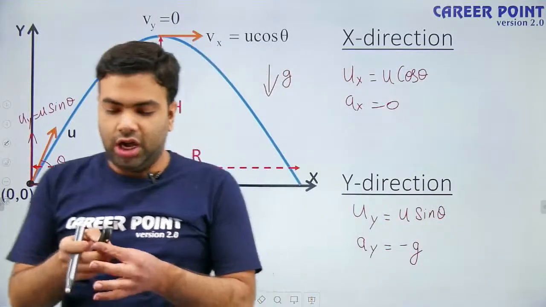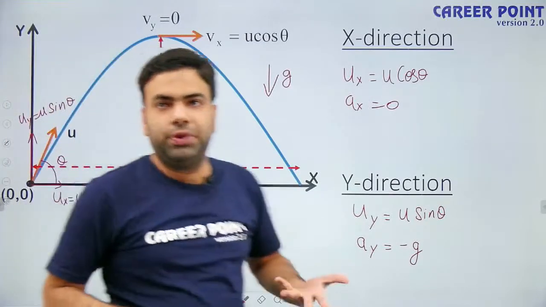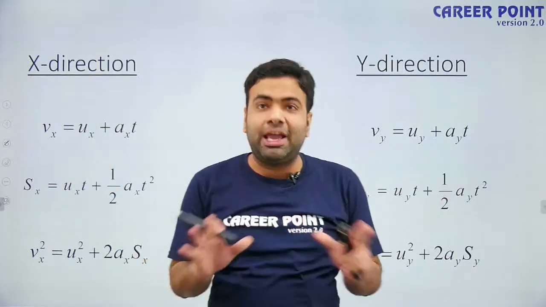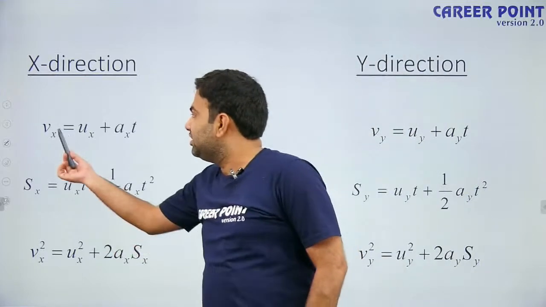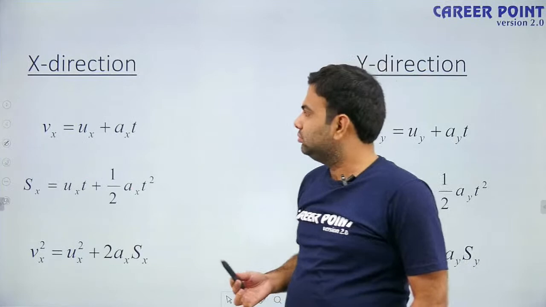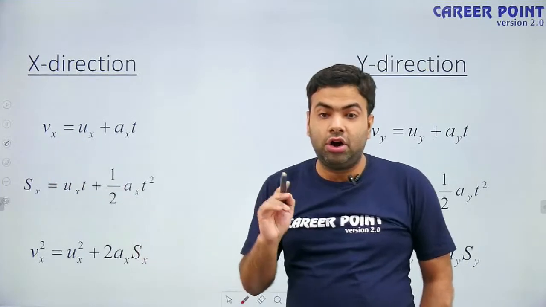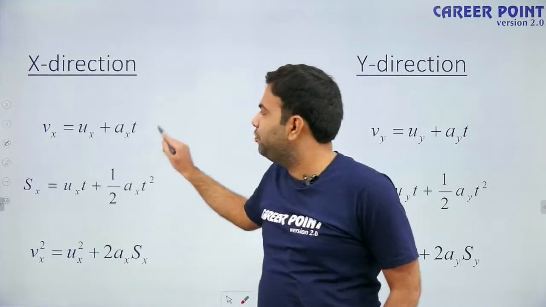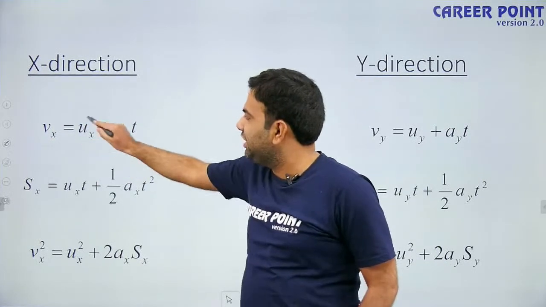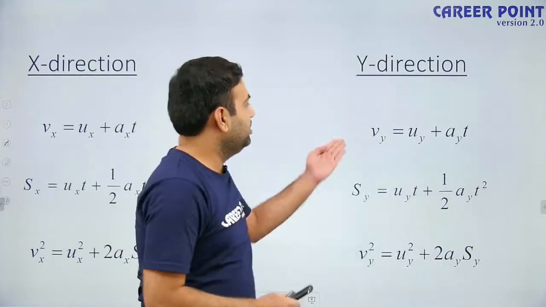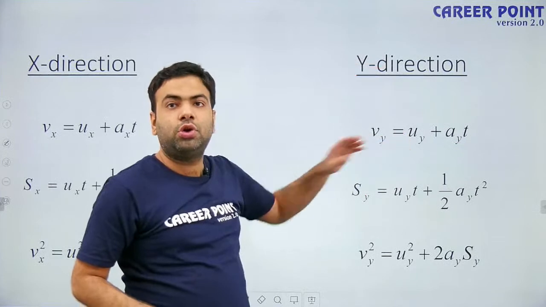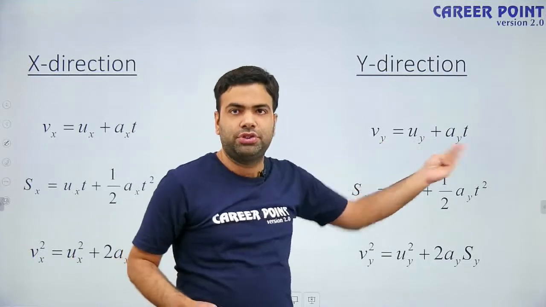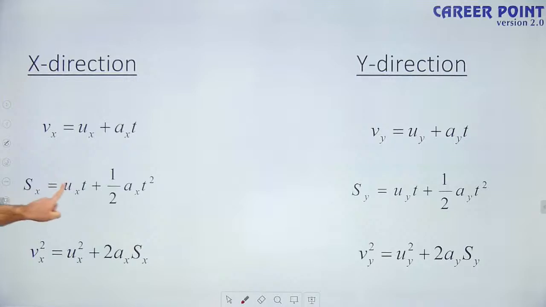Now to study this motion, we were applying equations of motion in x direction and y direction separately. What is the first equation of motion? It is v equals u plus at. So if we want to find the horizontal component of final velocity, we can use the first equation of motion in x direction, because we know initial velocity in x direction and acceleration in x direction. Similarly, this is the first equation of motion in y direction. If we want the vertical component of final velocity at any time t, we can apply this first equation of motion. Similarly, we have the second equation of motion, that is s equals ut plus half at square.